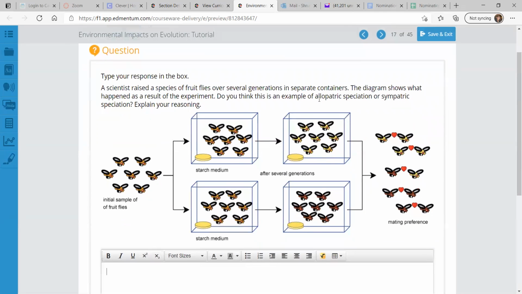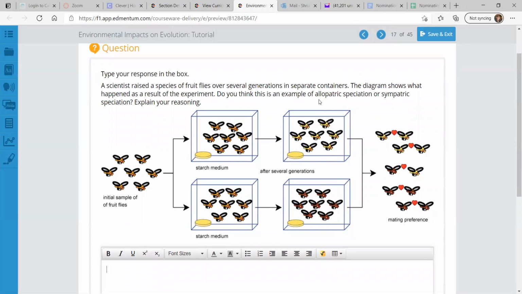So here we go. A scientist raised a species of fruit flies over several generations in separate containers. The diagram shows what happened as a result of the experiment. Do you think this is an example of allopatric speciation or sympatric speciation? Explain your reasoning. So we have the initial samples of fruit flies.